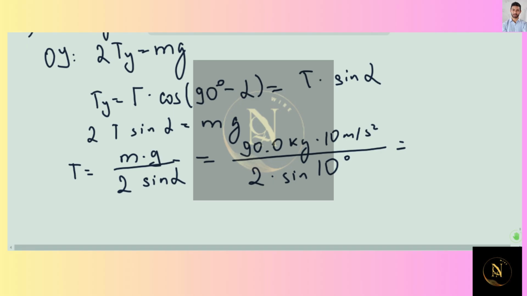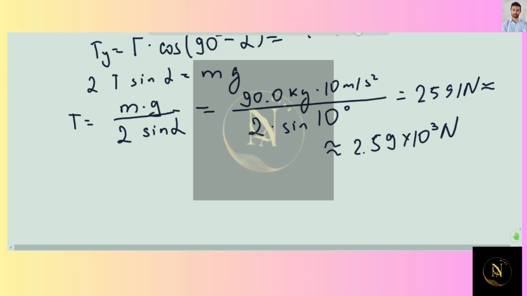So it equals 2,591 newtons. And if we take into account the number of decimal places, so we need 3 significant figures, it roughly equals 2.59 multiplied by 1000 newtons. And yeah, this calculation was done when g equals 10.